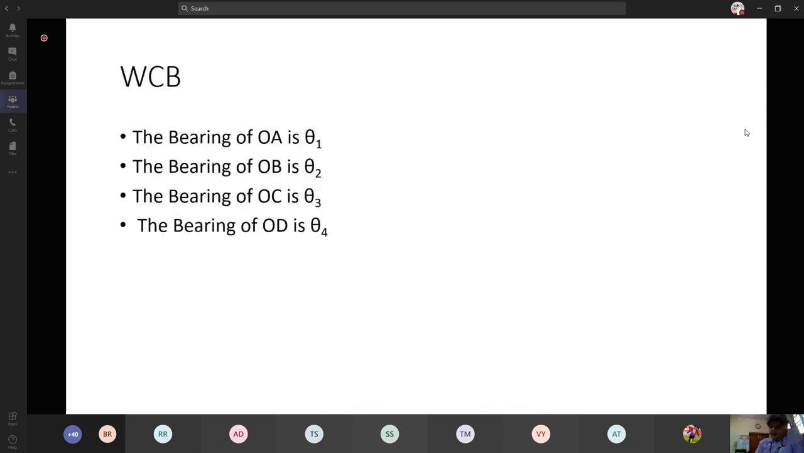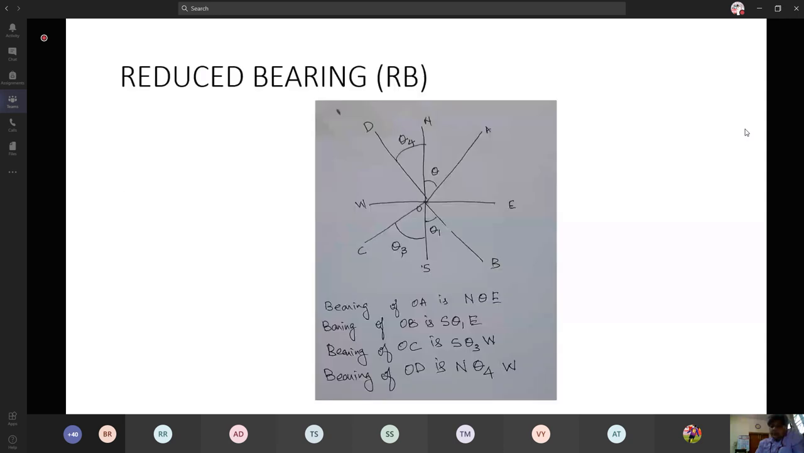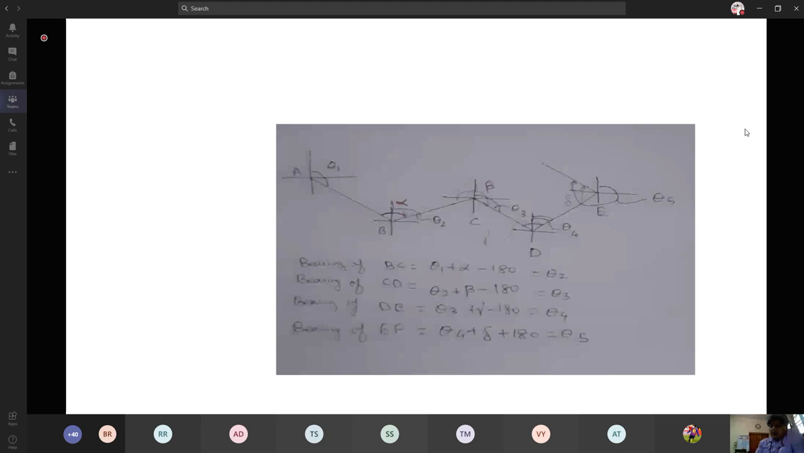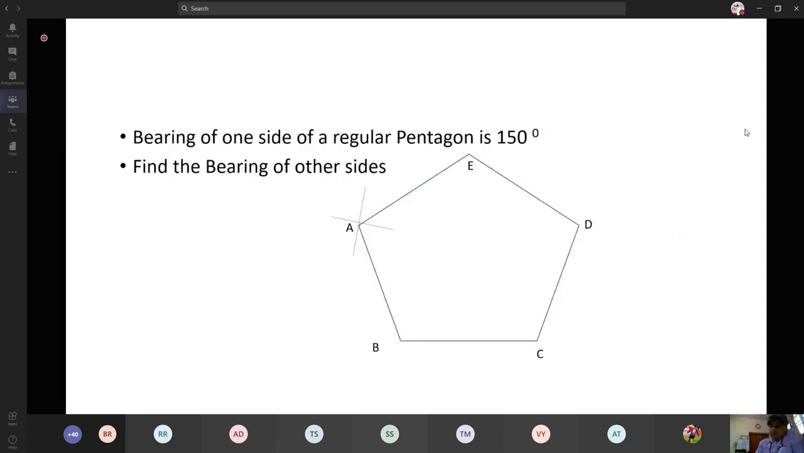There are 5 included angles, so each included angle is 540 divided by 5, which is 108 degrees. So angle EAB is 108, angle ABC is 108, angle BCD is 108, CDE is 108 and DEA is 108. Is it okay? Right. Yes. The bearing of AB is 150.